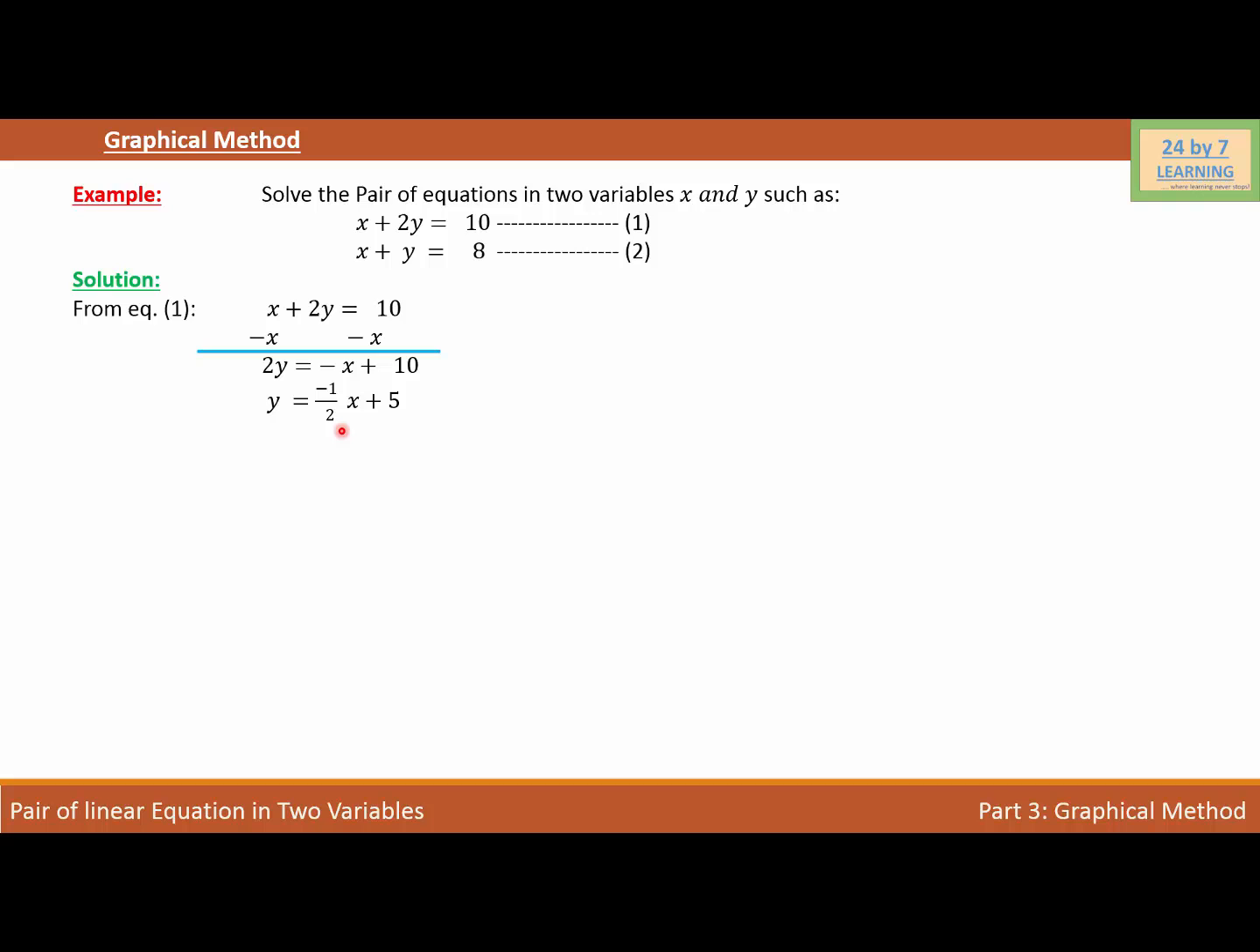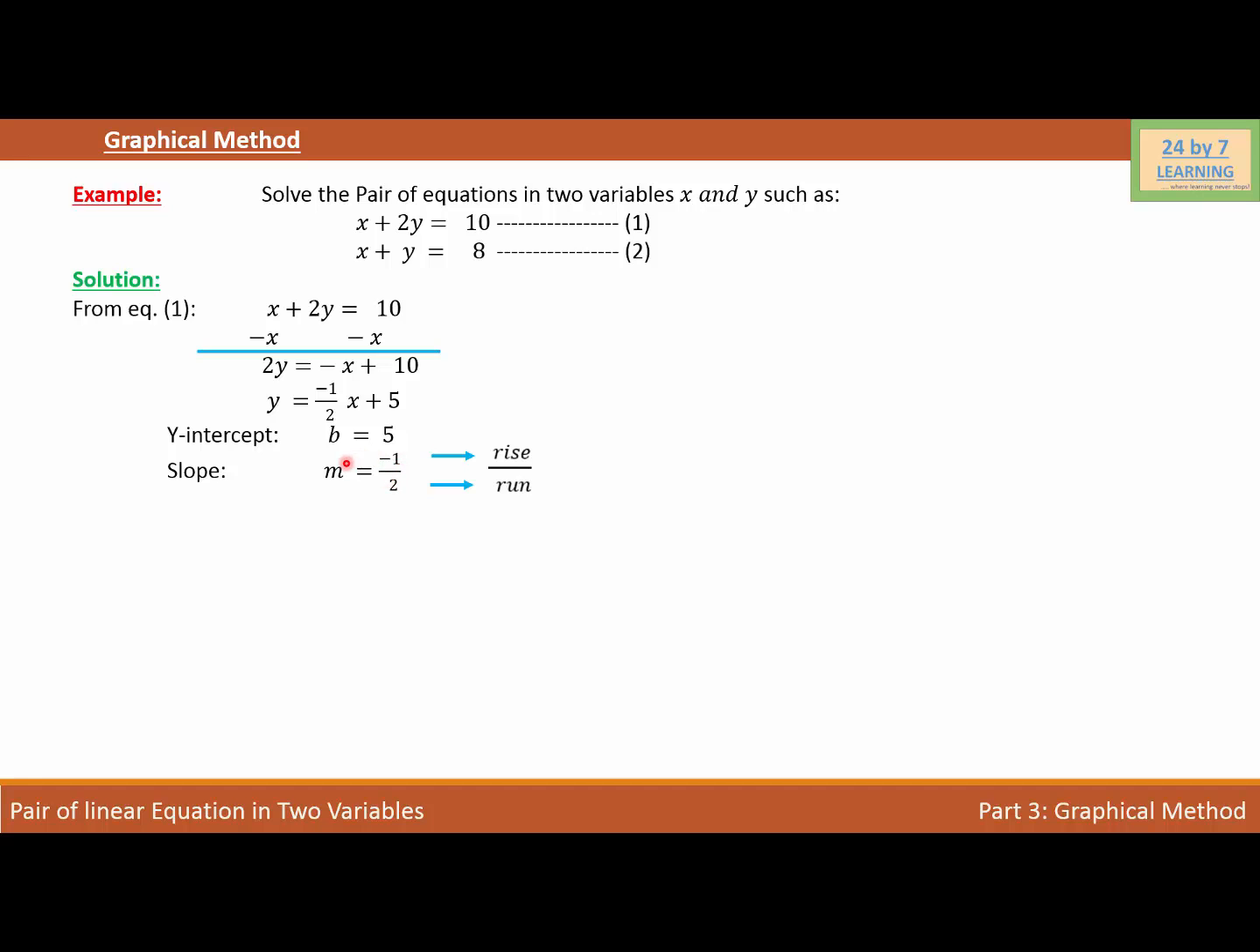If you look closely at this equation, you can see this is my slope m, and this is my y-intercept. So my y-intercept is b is equal to 5, and my slope is m is equal to negative 1 over 2. Now let's consider the basic definition of slope. Slope is rise over run, so my numerator is rise and my denominator is run. So my slope m is equal to negative 1 over 2, where rise is negative 1 and run is 2.